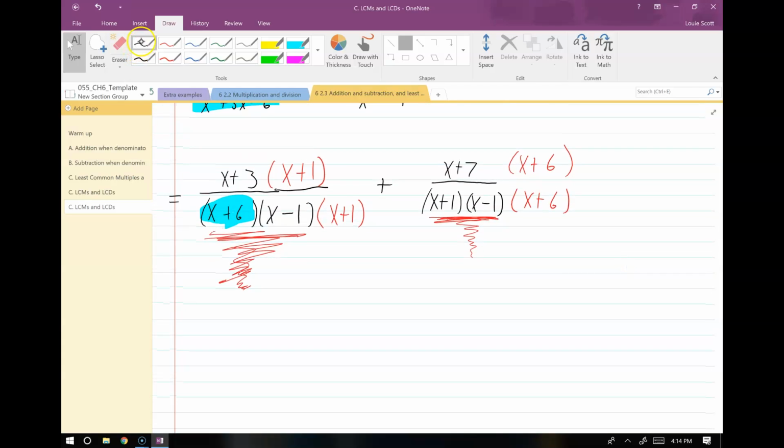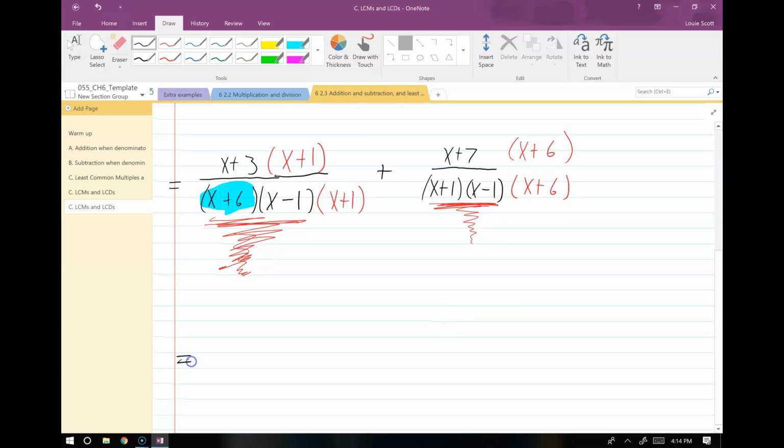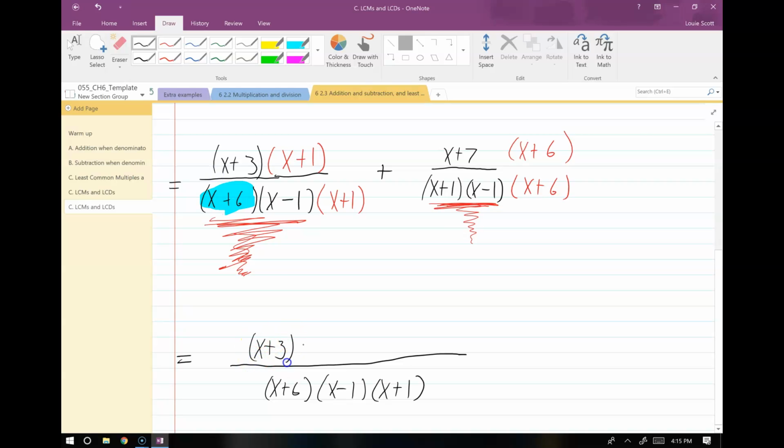Okay, now that I have matching denominators, it's okay to add these two fractions together. I would write a big fraction, and my denominator stays the same: x plus 6, x minus 1, x plus 1. The numerators get added together up top. So now I have x plus 3 times x plus 1, the plus sign in the middle, x plus 7 times x plus 6.